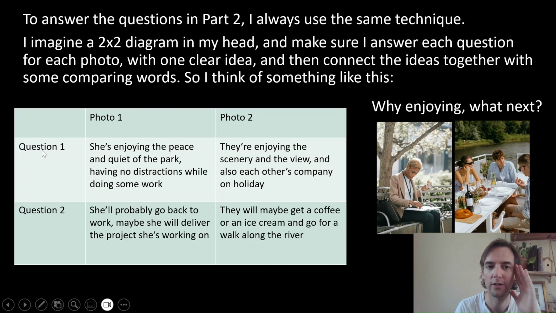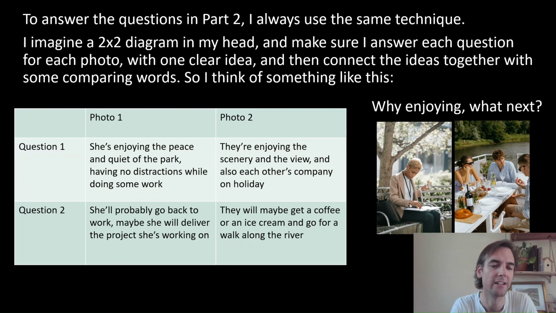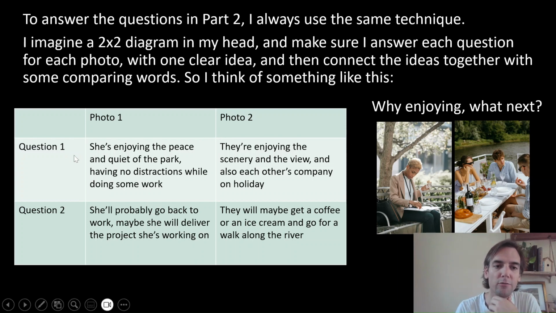And we can see question 1 is why are they enjoying it? Question 2 is what will they do next? And I've got photo 1 and photo 2 that I'm going to talk about. I'm going to talk about the woman at work or on her lunch break and the people on holiday. And then I need 1 point for each matrix of the table. So question 1, why she's enjoying it.